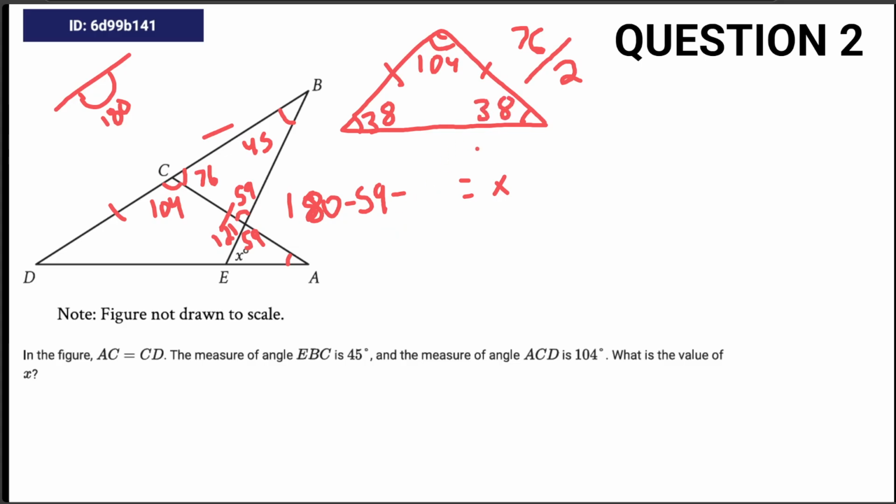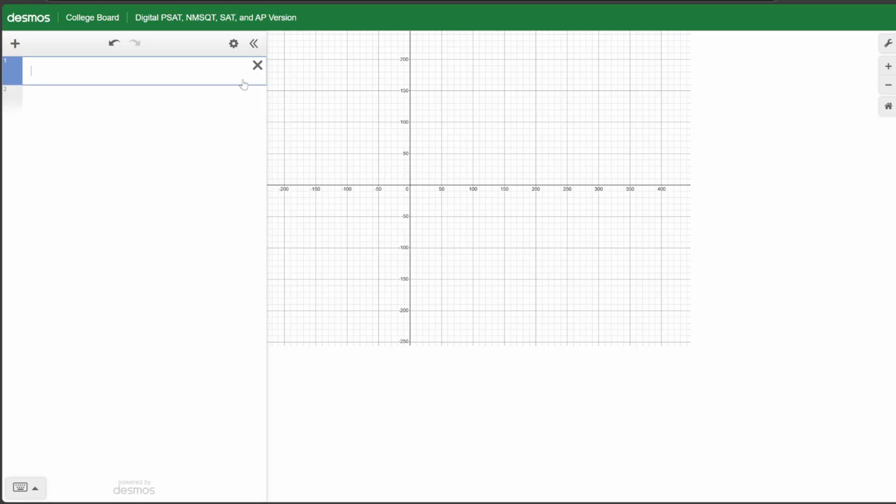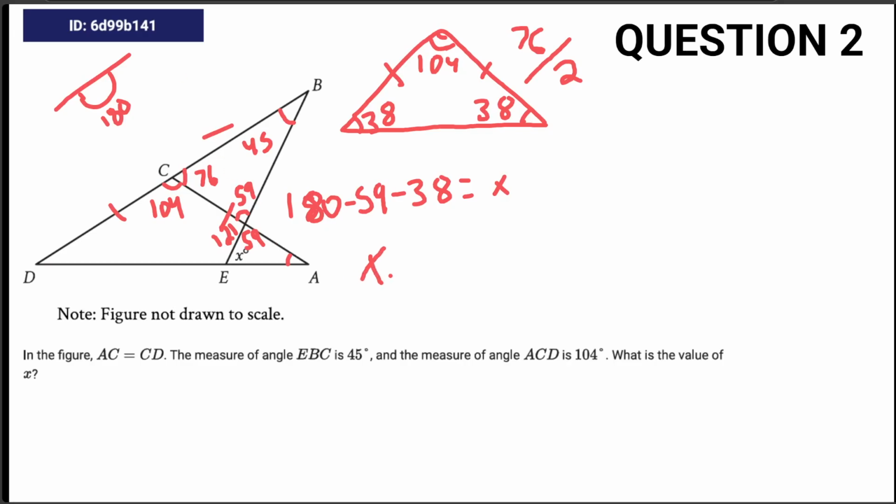And so we know that this angle here, 38, 38. And if we find X, we can do 180 minus 59 minus 38 would be 83. 83, and that would be the final answer.